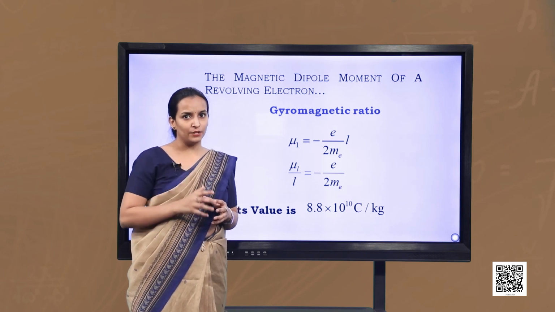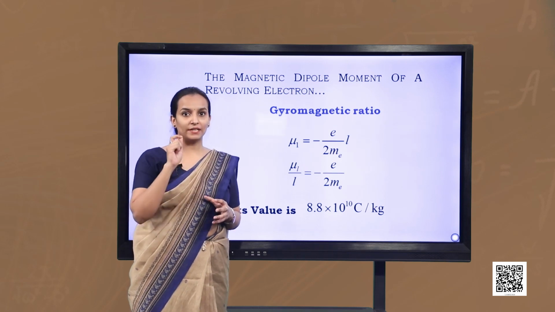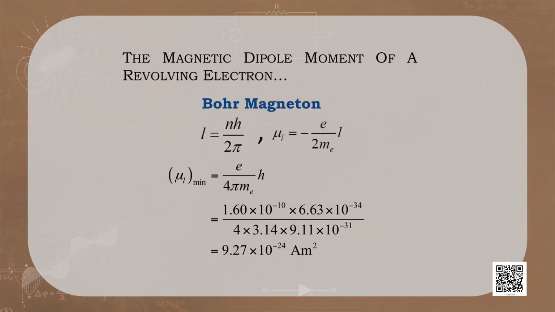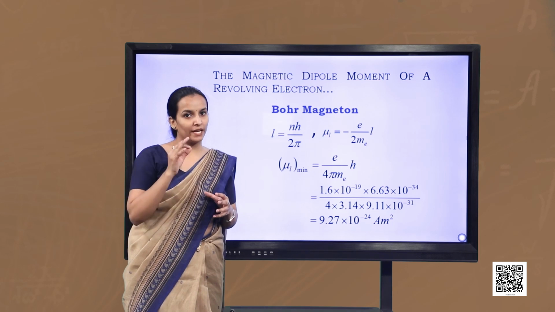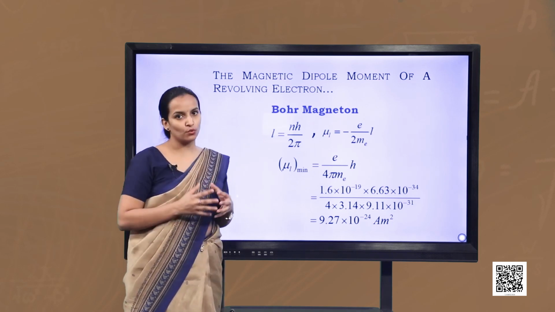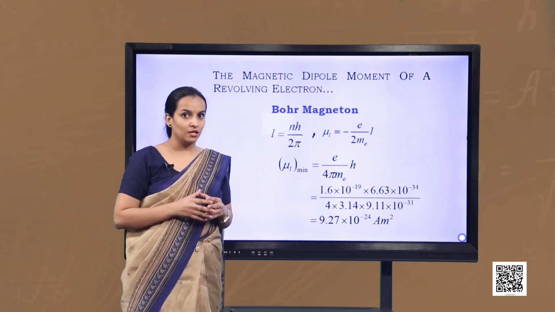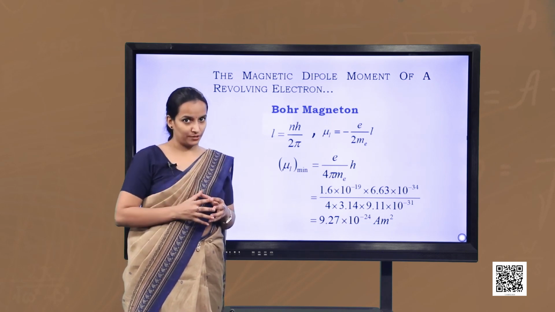Can one assign a value to this atomic dipole moment? The answer is yes. And with this, we are going to define the Bohr magneton. Okay, let us consider the Bohr model. Bohr hypothesized that the angular momentum assumes a discrete set of values, and it is given by L equals nh by 2π, where n is the natural number 1, 2, 3 and so on, and h is the constant which is called Planck's constant. Now, this condition of discreteness is called the Bohr quantization condition.